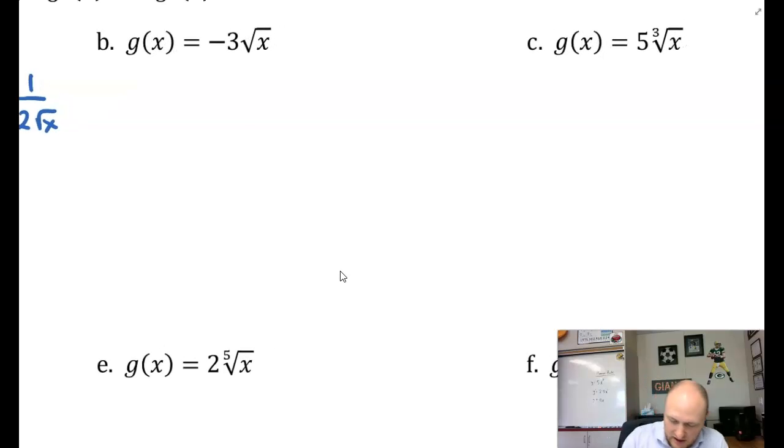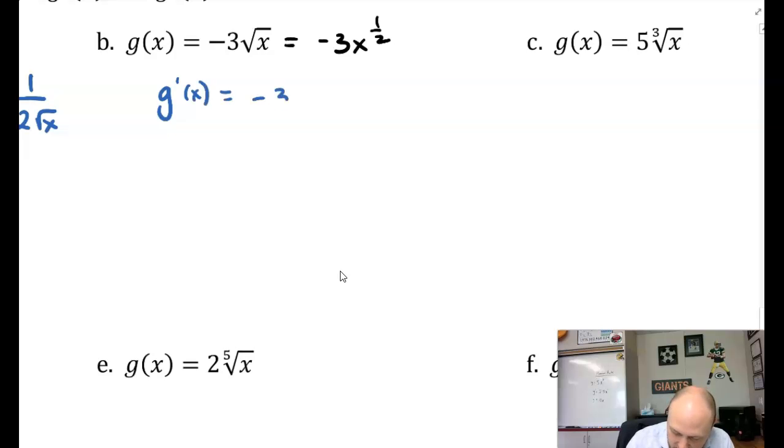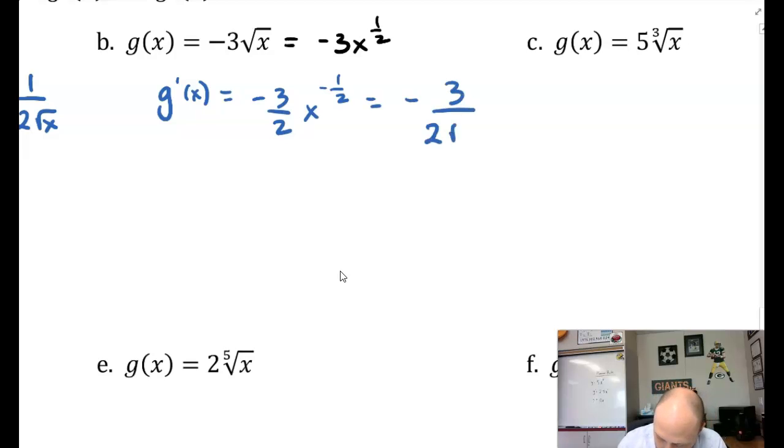B. g of x is equal to negative 3 times x to the power of 1/2. Now I need to find my derivative. Negative 3 times 1/2 is negative 3 over 2, x to the power of negative 1/2. Then I'm going to clean this up. This is negative 3 over 2 times the square root of x.